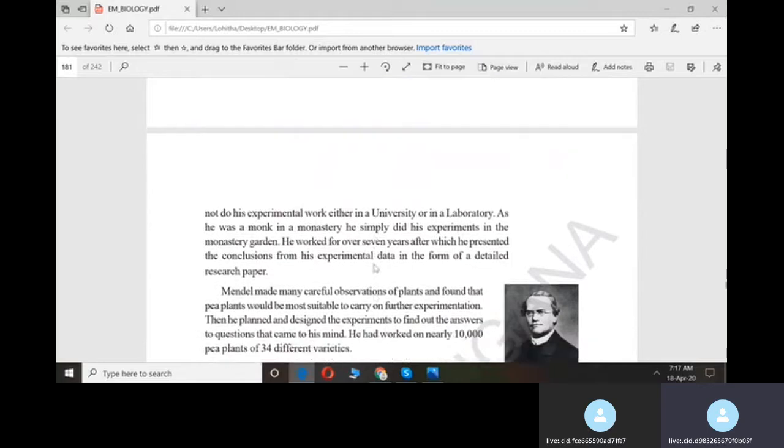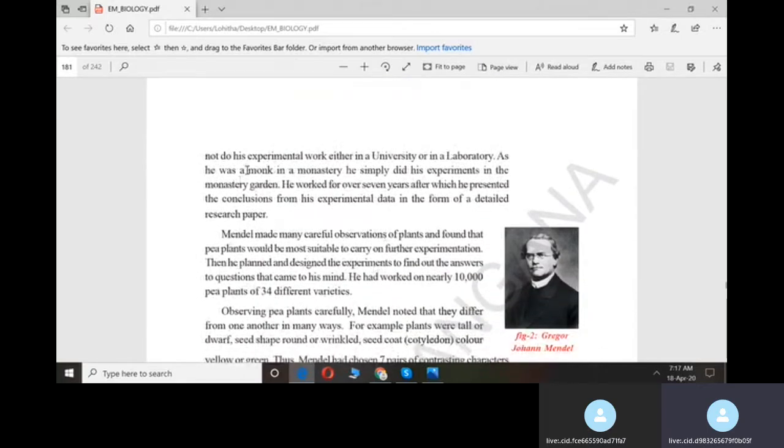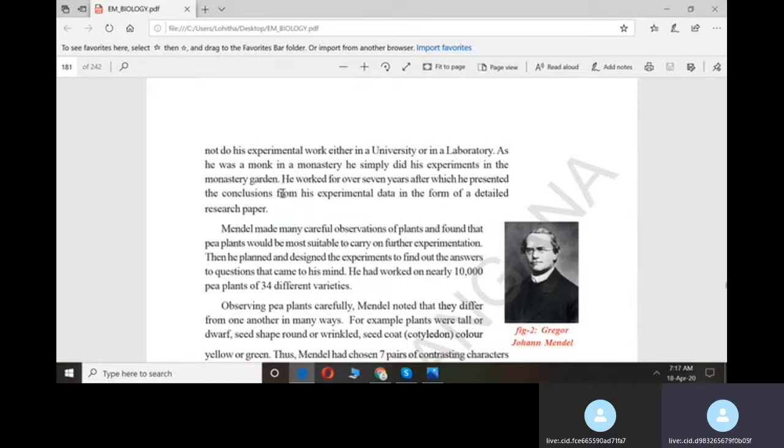In his university, he was a monk, a Christian monk. A Christian monk has a monastery. A monastery means a big garden. In this garden, he did his experiment.